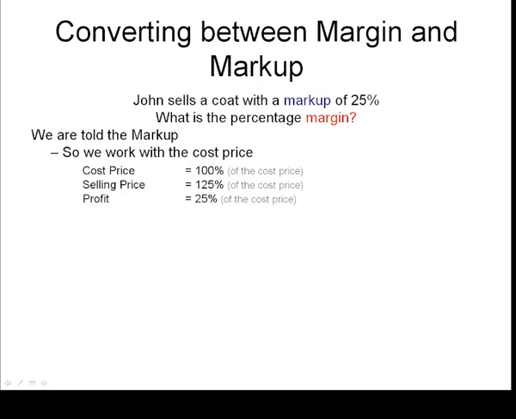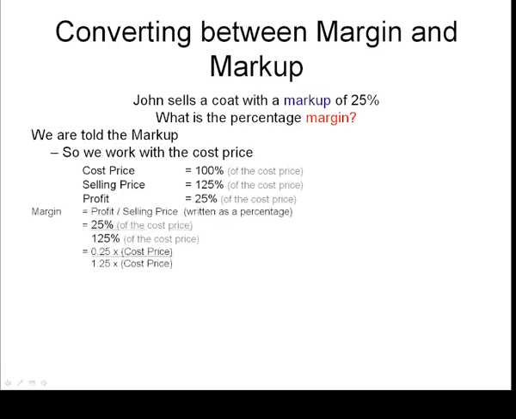So we want the margin, so that's the profit over the selling price written as a percentage. The profit was 25% of the cost price over 125% of the cost price, which is 0.25 over 1.25 multiplied by the cost price. And the cost price again cancels out, and we find 0.25 over 1.25. You can either know that is 1/5, or you put it into your calculator, you get 0.2, and then you write that as a percentage by multiplying by 100.